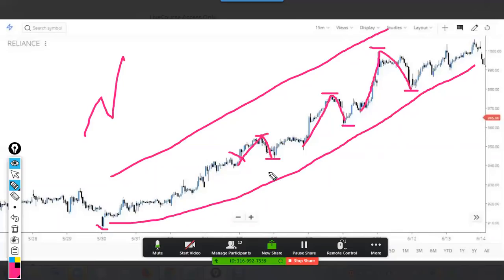This means a lot of things in terms of price action context. We'll be doing this in the advanced course anyway. So let's not talk about these things.